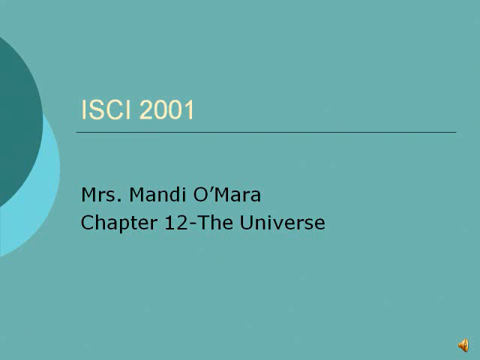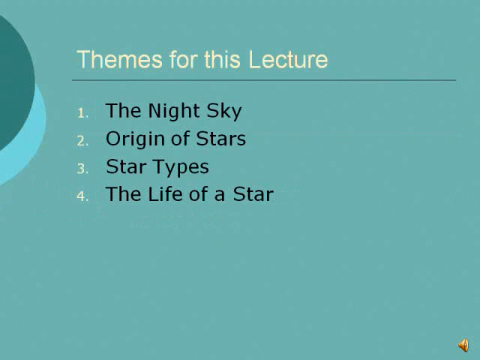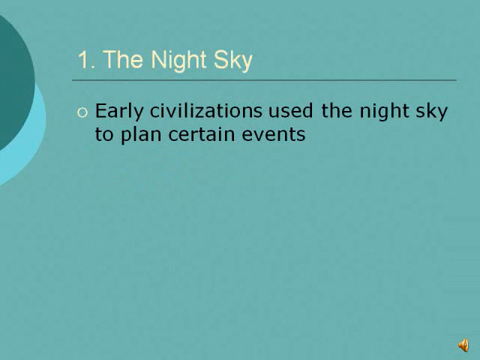This is ISCI 2001, Chapter 12, The Universe. There are 4 themes for this lecture: the night sky, origin of stars, star types, and the life cycle of a star.